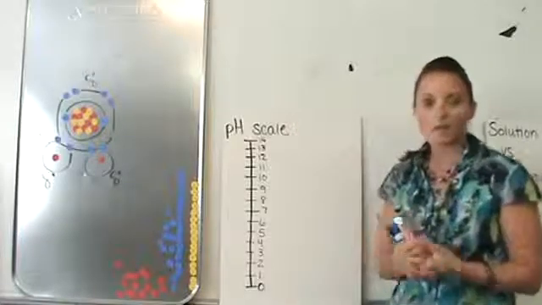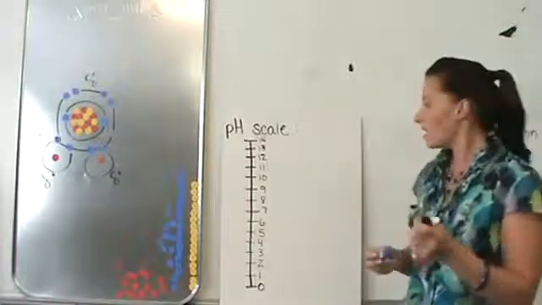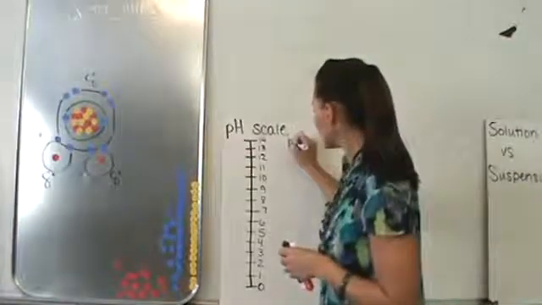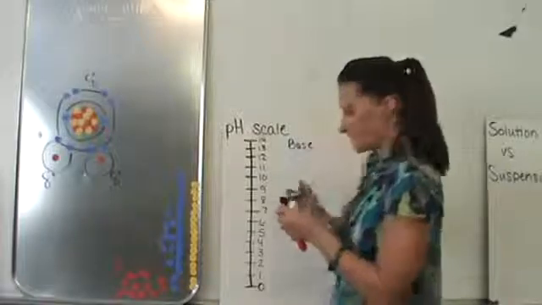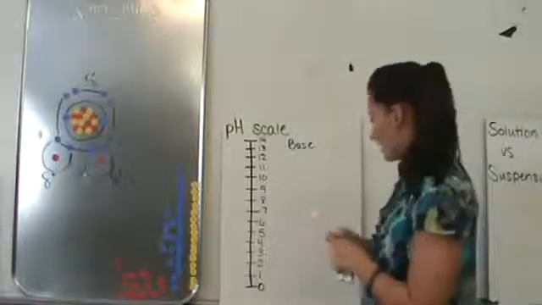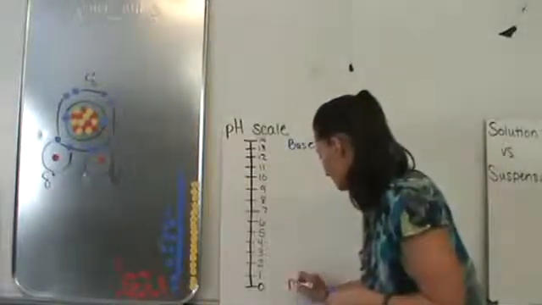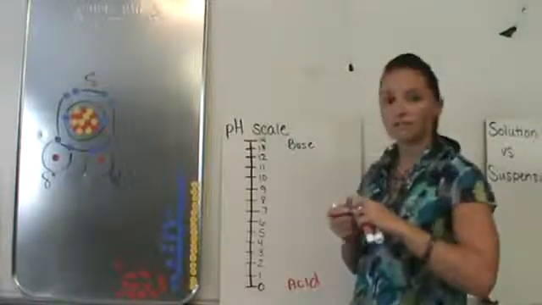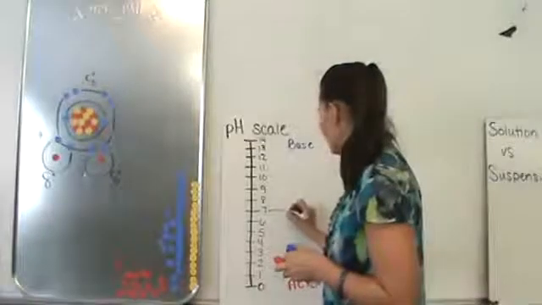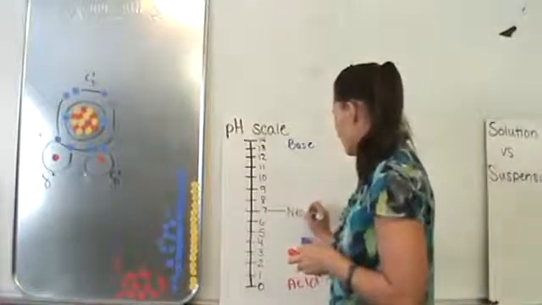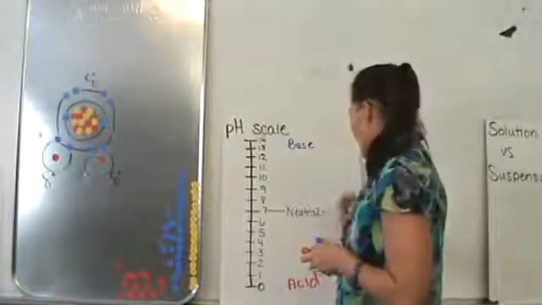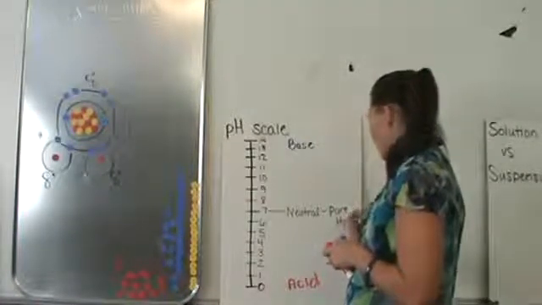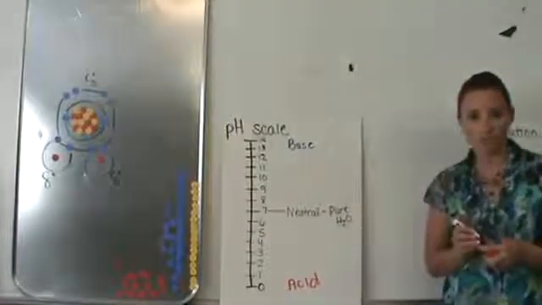Okay. Now, many of you have seen a pH scale, and you have things called a base, and you have something called an acid, and then you have something else that is neutral. And 7 on the pH scale is neutral, and that is pure water, or pure H2O is neutral, okay?